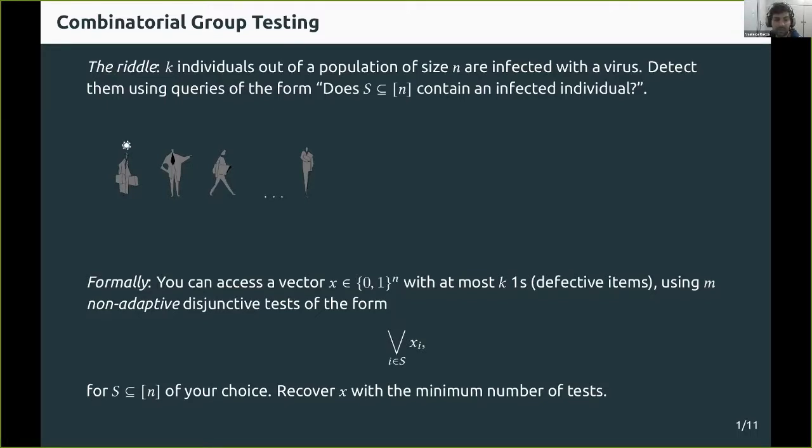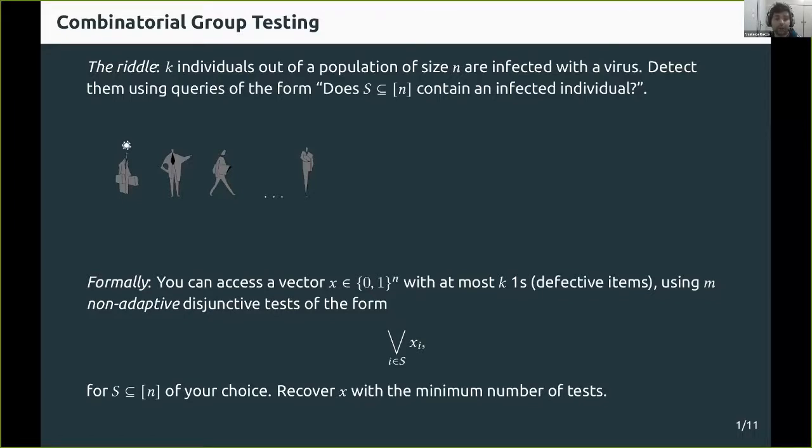For example, if k equals 1, this is a well-known problem. You have probably seen it as a riddle, or it's commonly used in algorithms as a subroutine. You make log n tests, and the jth test contains all the individuals whose jth bit in the binary representation is 1. So using log n tests with k equals 1, you can find who the infected individual is. Formally, you can access a vector x, which is a 0, 1 vector of length n with at most k 1s, which are called the defective items.